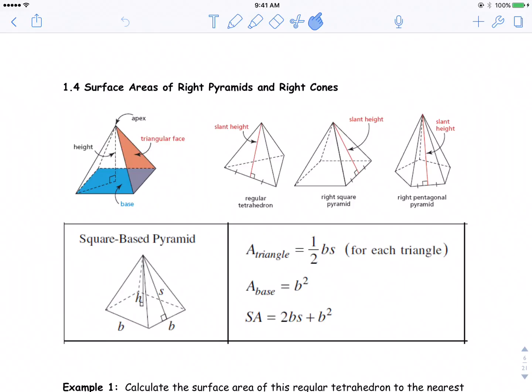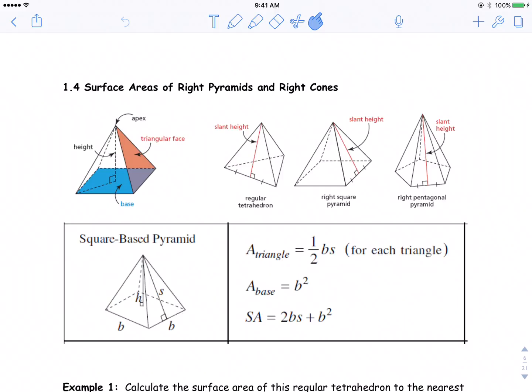So section 1.4 here, as well as 1.5, 1.6, and 1.7, all the rest of chapter 1 deals with using a number of different formulas for a number of different shapes, some of which you may have some exposure to already, like the area of a circle, hopefully you know the area of a square, a few simple ones like that, and then we extend that into some three-dimensional shapes. Today we'll be looking at, for these videos, surface area of right pyramids and right cones, as well as a regular tetrahedron.